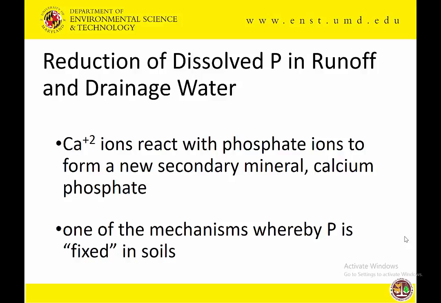Essentially, the calcium ion from the dissolution of gypsum will react with the phosphate ions that are already there and will form a new secondary mineral. And as you know, that's one of the mechanisms for phosphorus fixation. So we're, in essence, enhancing phosphorus fixation by the addition of this calcium product.